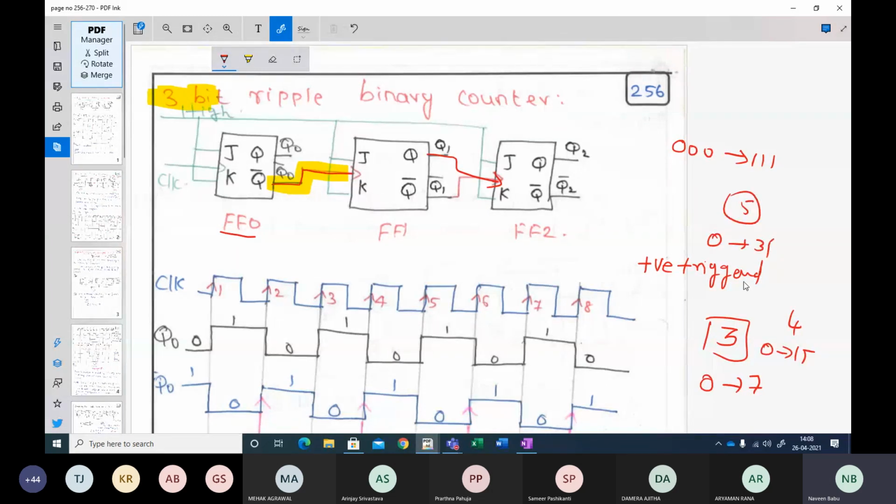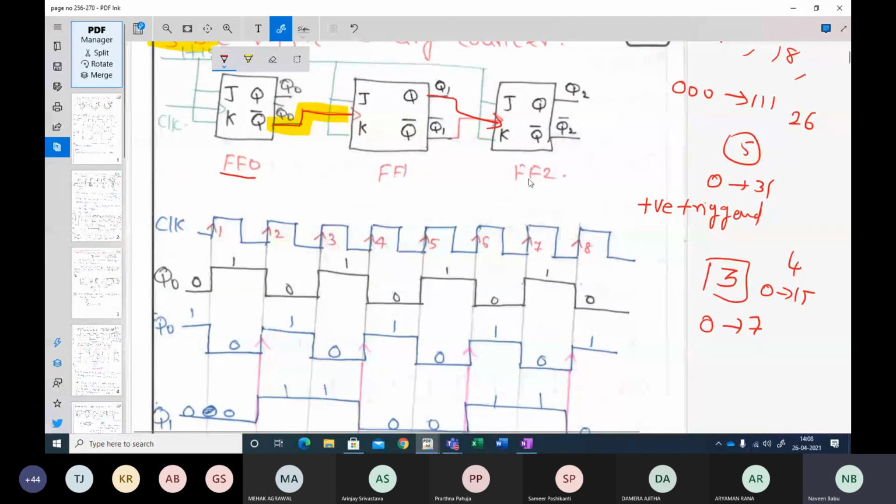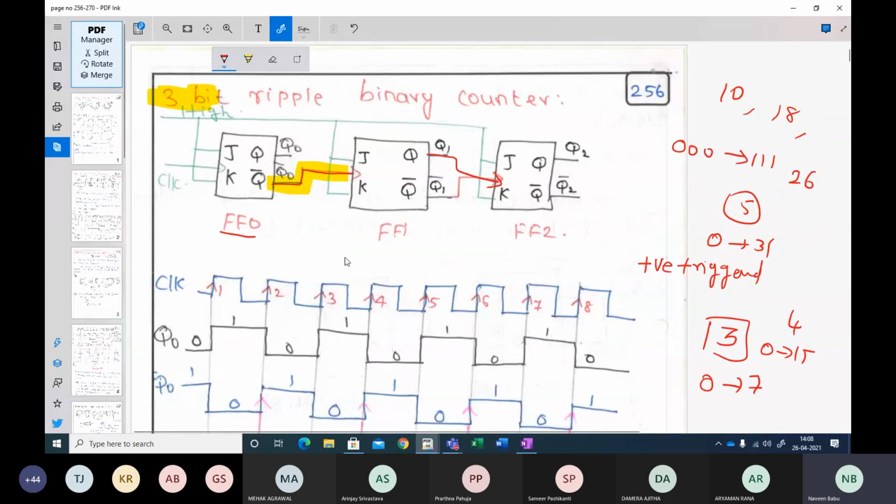But what if you want to count only till 10? What if you want to count only till 18? What if you want to count only till 26? Then what we do is we go in for asynchronous flip-flops. Now, using this particular structure, this is a 3-bit ripple counter. Can you count till just 5 using the same configuration?